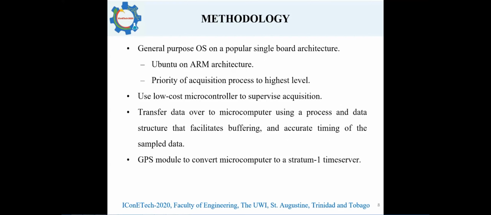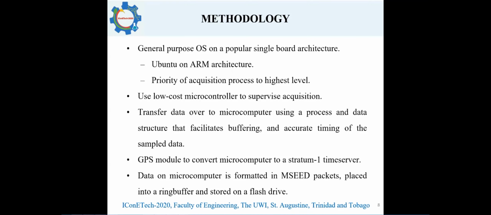So we begin with methodology. The idea behind the design of the low-cost seismic data acquisition system is to use a general purpose operating system on a popular single board architecture, such as Ubuntu on ARM architecture, to handle both the acquisition and processing of data. Highest priority will be given to the acquisition process, which is handled by a low-cost microcontroller, and a single board computer for handling the data processing.